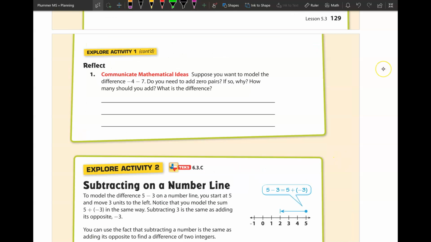So let's reflect. It says, suppose you want to model the difference -4 minus 7. Do you need to add 0 pairs? If so, why? How many should you add? What is the difference? Well, I'm starting off with 4 negatives, but I need 7 positives. So yes.